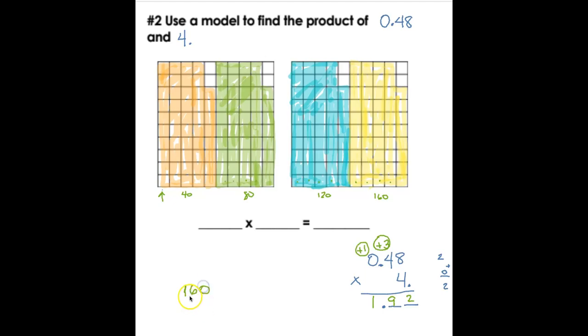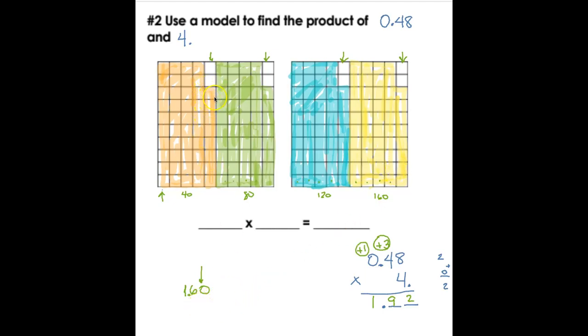160 hundredths looks like this. We have the number 160, and it ends in the hundredths column. That's 2 spaces after the decimal. Now we just need to add up these 8s. We have 1, 2, 3, 4 groups of 8. 4 groups of 8 is 32.